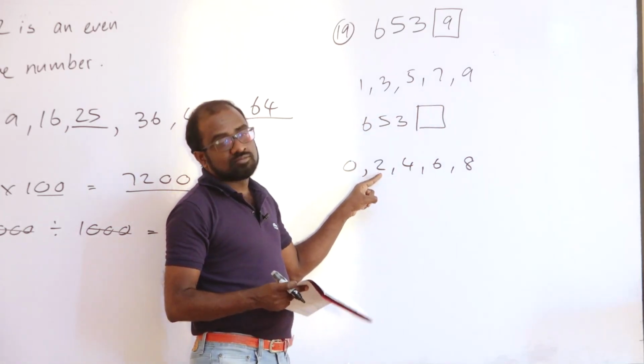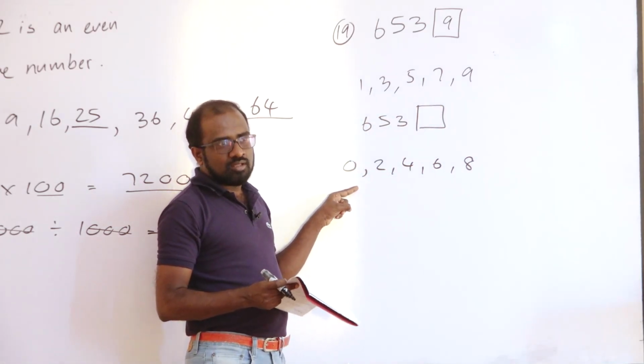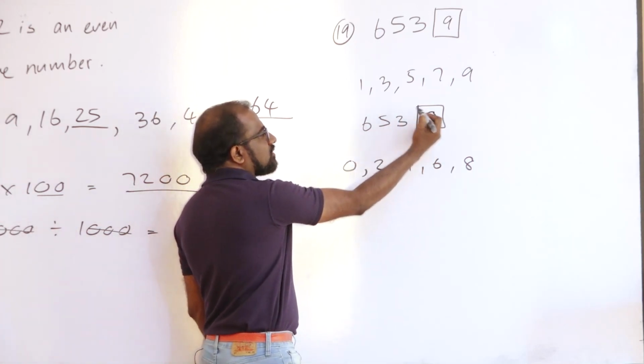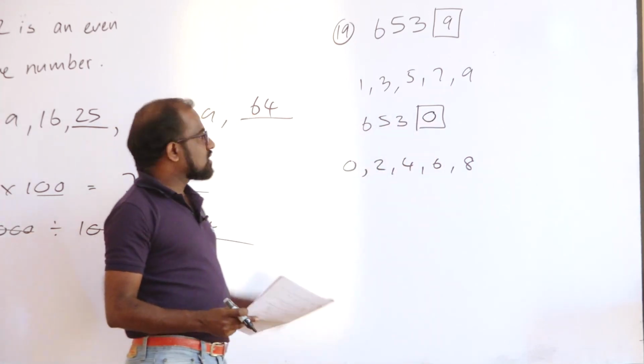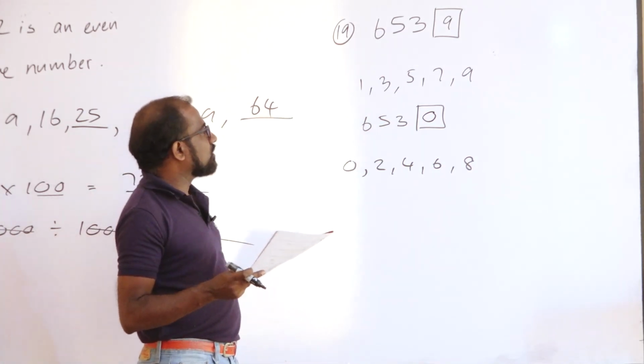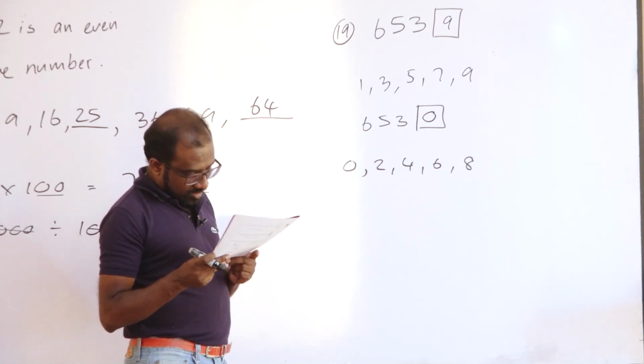So what is the smallest even digit you can fill in this blank? 0. 6,530 is the smallest even number you can make in this way. Got it? That's the answer.